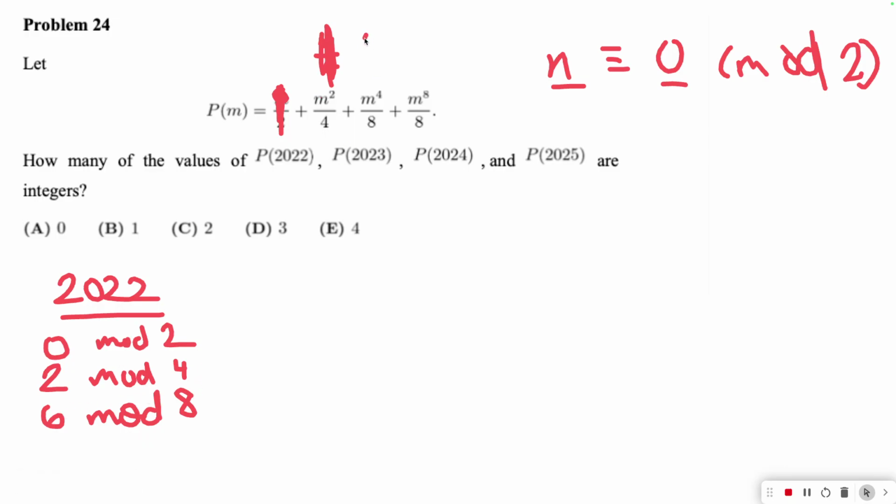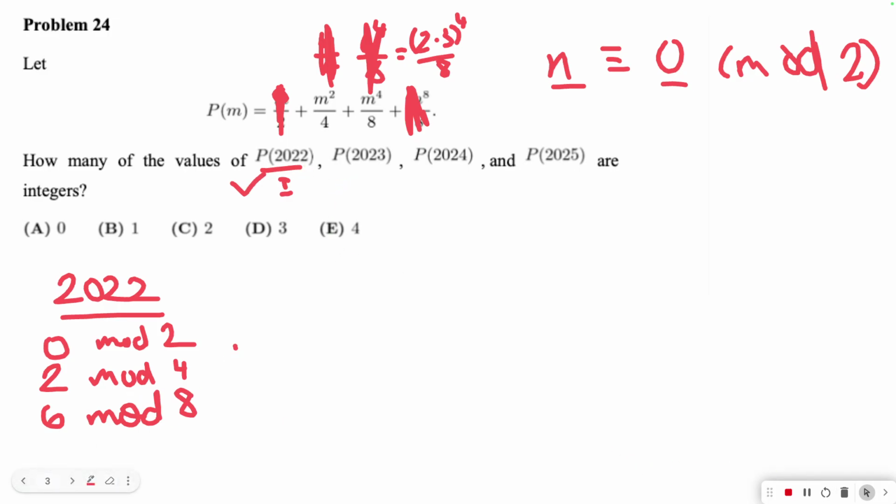So what would the remainder be when you plug in 6 to the 4th over 8? Also, we can realize that this would be divisible because 6 is 2 times 3. So this would clearly have more than 3 factors of 2, it would have 4. And then when we divide by 8, 8 only has 3 factors, so it would be divisible. And clearly m to the 8th is a multiple of 6 to the 4th, so it would also be an integer. So all 4 of these would be integers for 2022. So 2022 would be an integer. We can check that.